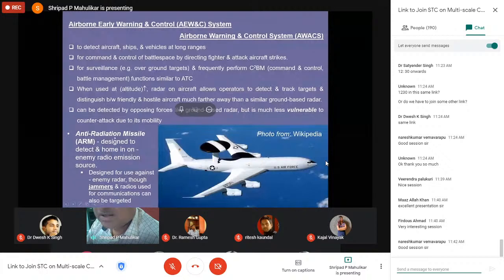Now, destroying the radar transmitter by an anti-radiation missile, which is designed to detect and home in on the direction of the opposite side's radio emission source, is possible for destroying ground-based radar and also airborne radar. But in the case of airborne radar, for example, a radar onboard an aircraft like in an AWACS, the advantage is because of its mobility. So airborne radar is much less vulnerable to counterattack by anti-radiation missile because of the mobility.